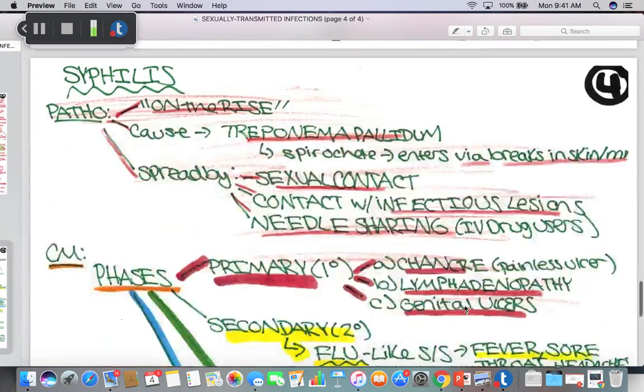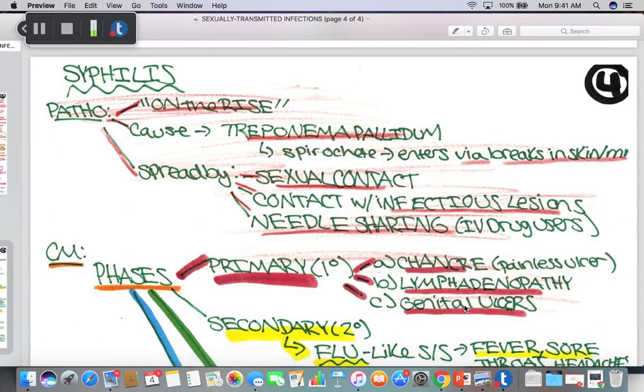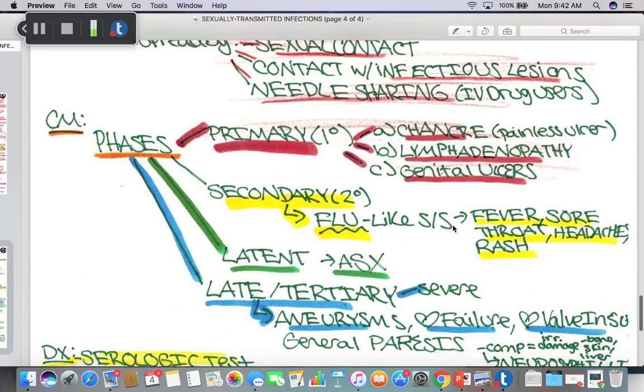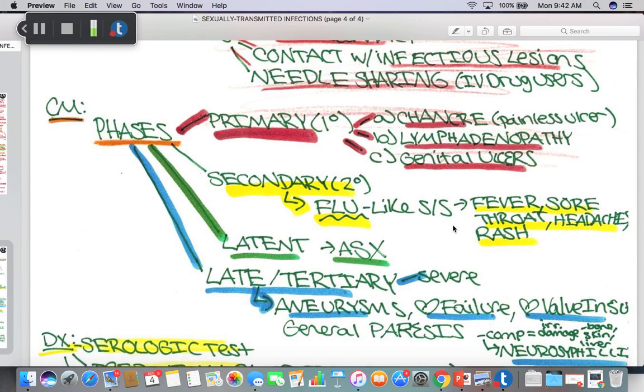Alright, the last one we're going to talk about is syphilis. Syphilis is, quote-unquote, on the rise. It's caused by Treponema pallidum, a spirochete, and it enters via breaks in skin or mucous membranes. It's spread by sexual contact, contact with infectious lesions, or needle sharing by IV drug users. The primary phase is when there's a chancre, a painless ulcer, so the patient might not even know it's there. There's lymphadenopathy and genital ulcers.